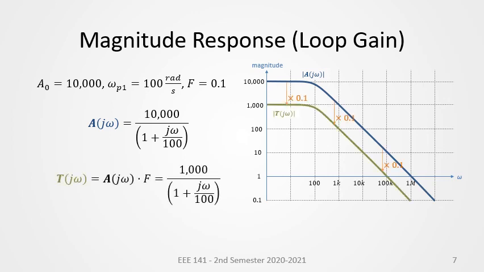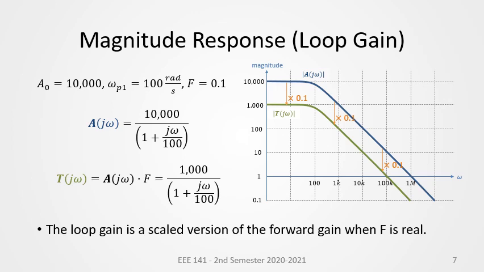The next thing we can plot is the loop gain magnitude response, or T of j omega's magnitude. We just have to multiply A of j omega by F, which is 0.1. Thus, the magnitude of T of j omega starts at 1000 instead, and the whole plot is shifted down and scaled down by 0.1. It is also obvious in the plot that the open loop gain and the loop gain have the same pole frequencies at 100 radians per second.